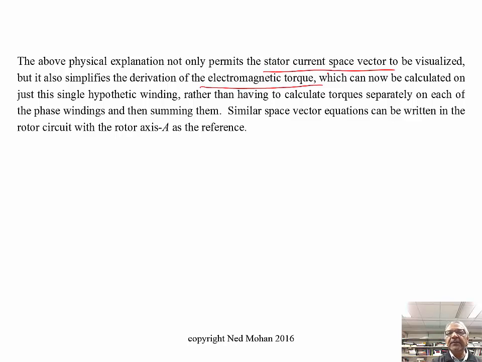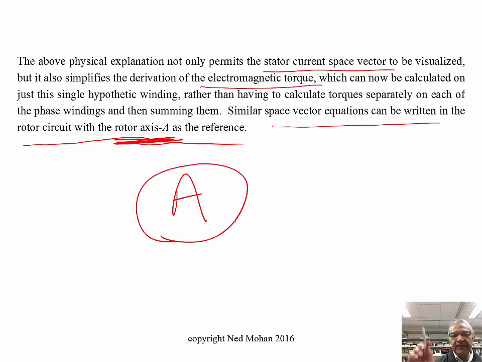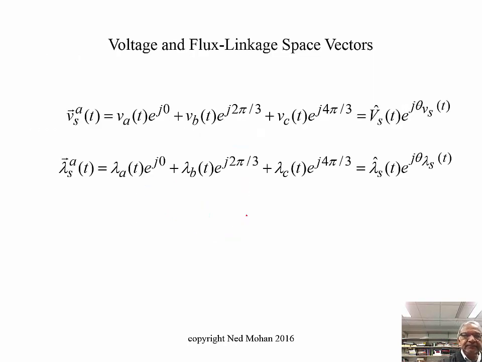Similar space vector equations can be written in the rotor circuit with its rotor phase A winding as the reference. In this case, uppercase A is the reference winding in the rotor here. This equation I think we have seen before, so maybe it's not necessary to talk about that. Just like the currents, we have voltages and flux linkages, and they can be represented by these space vectors over here.